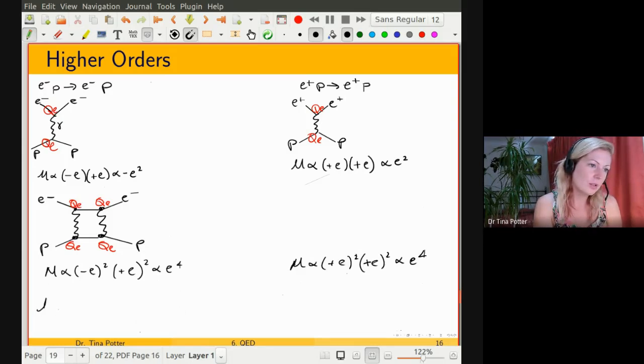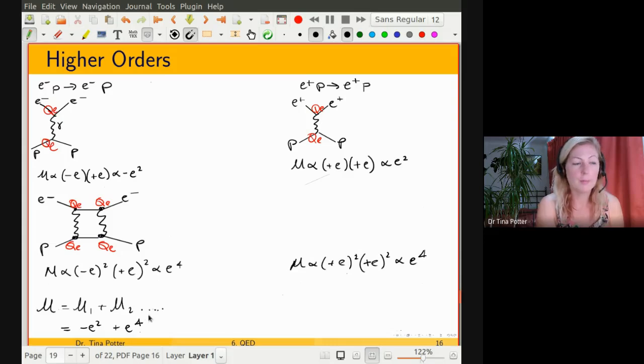So your total matrix element here, remember that it's the sum of all your matrix elements that you're going to calculate to whatever order you've chosen. And so here you're going to have minus E squared plus E to the power 4. It's going to be proportional to that. And here your total matrix element is going to be proportional to E squared plus E to the power 4. You see that these two are different.